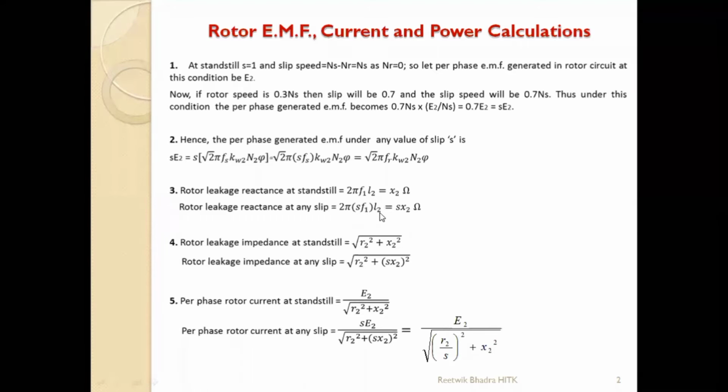So 2 pi S F1 L2. Now, what is 2 pi F1 L2? In the previous equation, it is written as X2. So 2 pi F1 L2 is written as X2. What is the extra term over here? S. So we are adding that extra term, S.